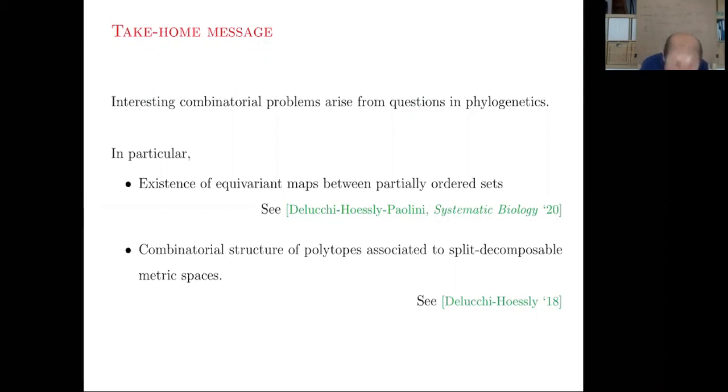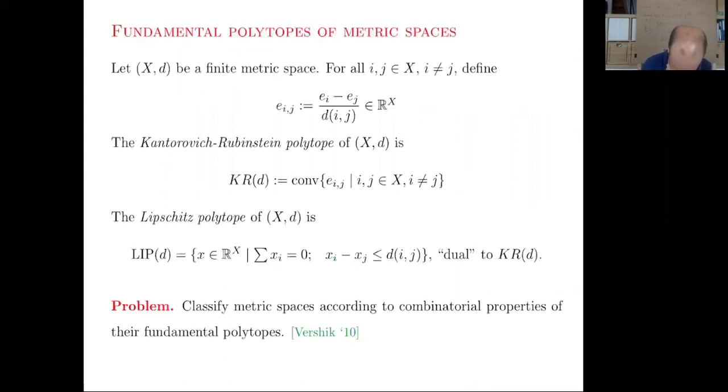Yes. Okay. You have associated to KR polytopes, right? Which is connected to the metric space. My question is, can we define different polytopes associated to the metric space? Or is this the unique one at this moment, or in the literature? Are there other polytopes which are associated to metric spaces?